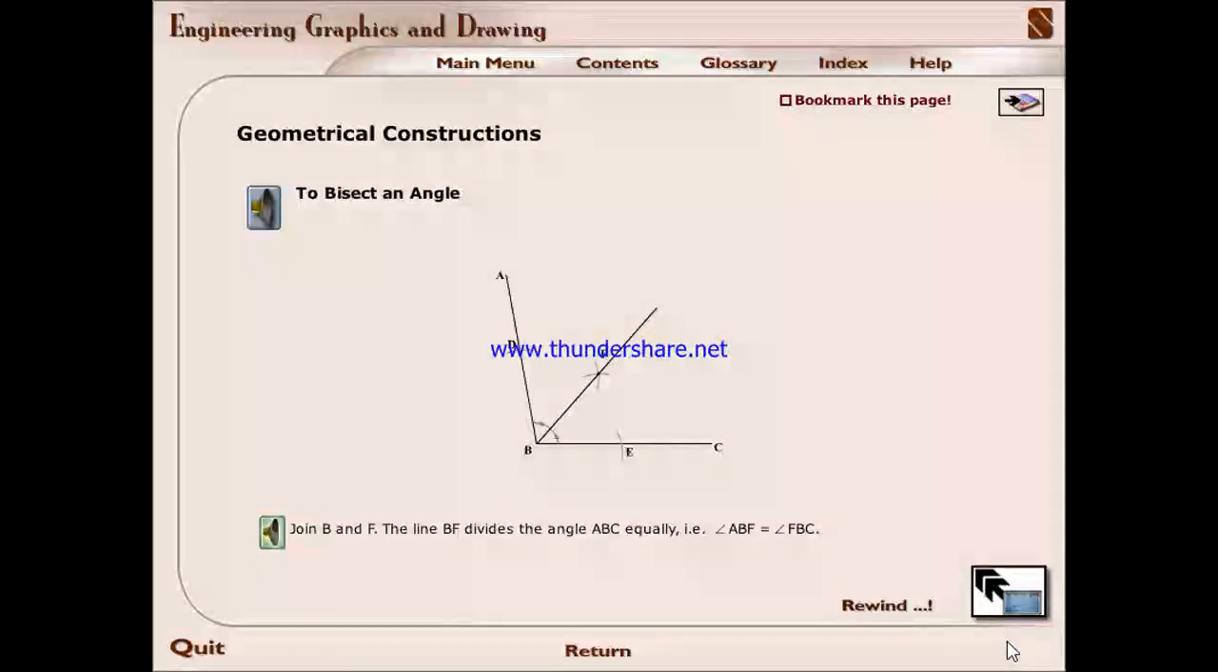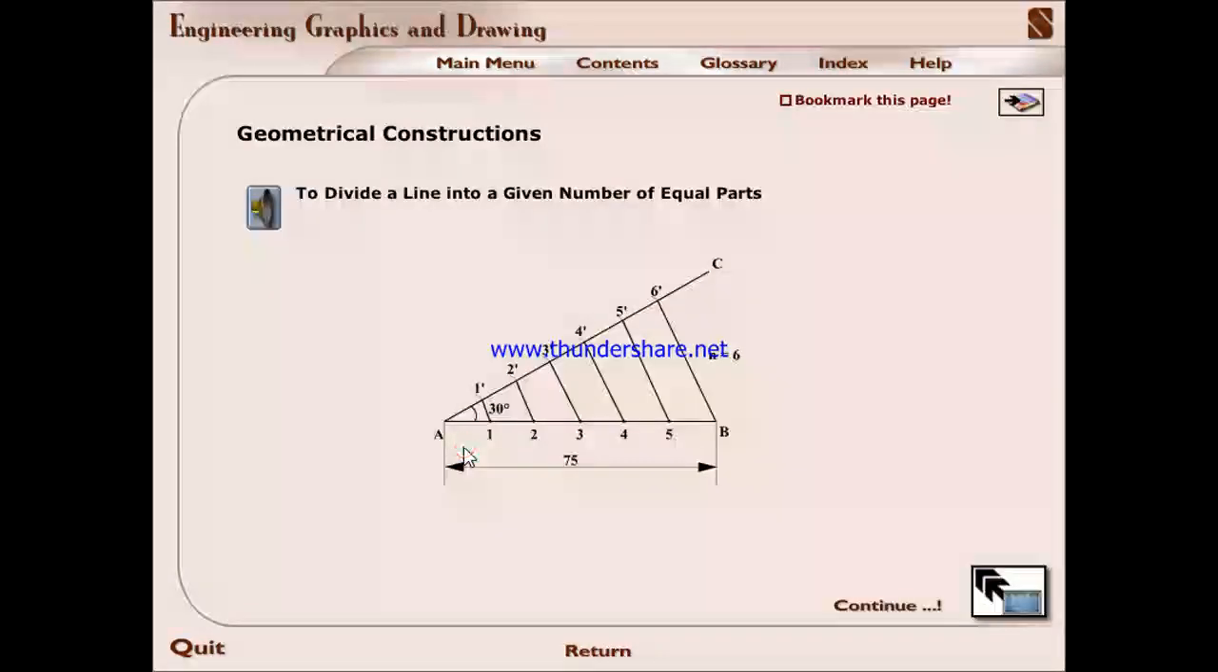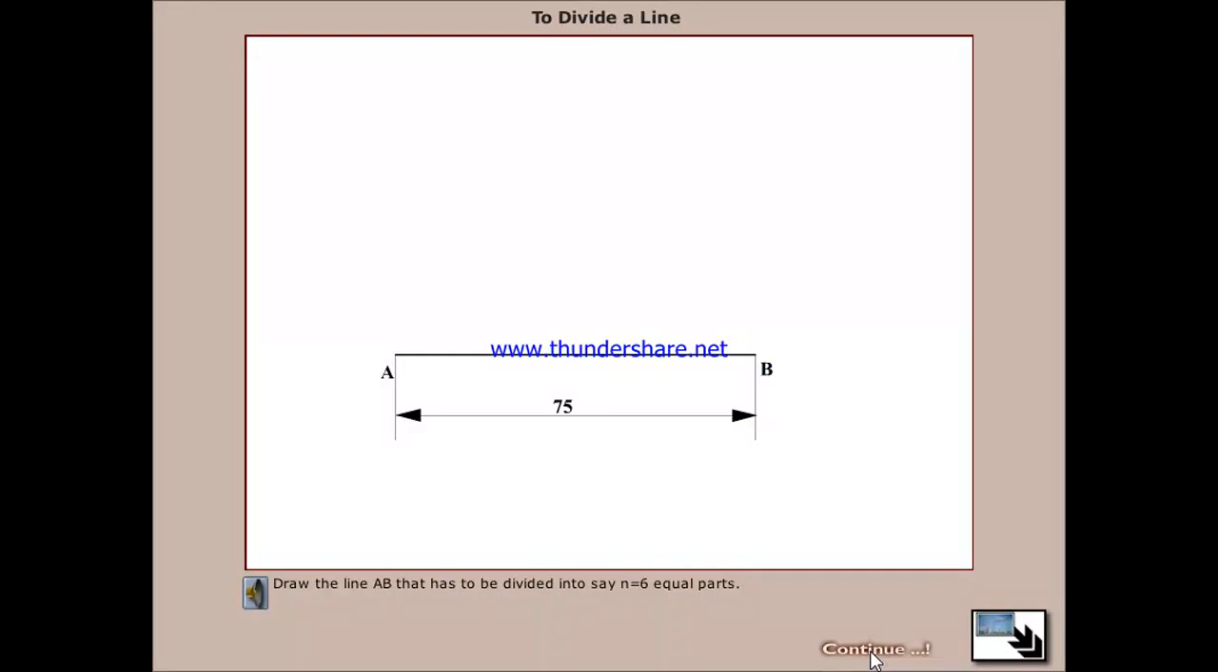Now, after bisection of an angle, we are going to divide a line. How are we going to divide a line? To divide a line into a given number of equal parts, draw the line AB that has to be divided into, say, n equal to 6 equal parts.